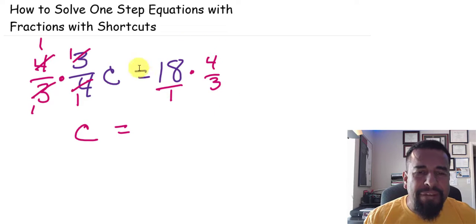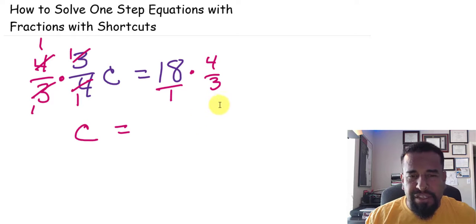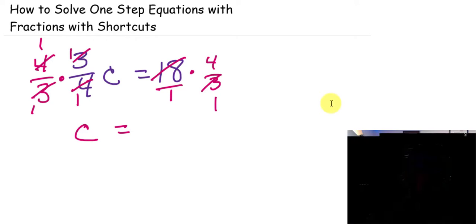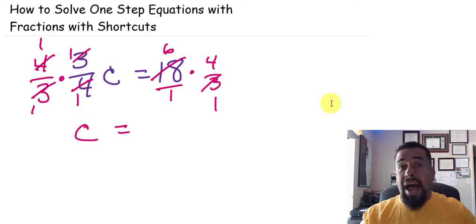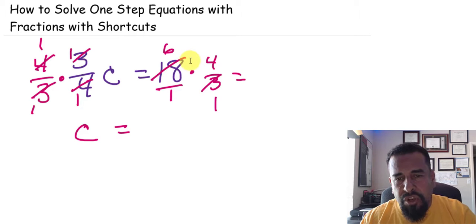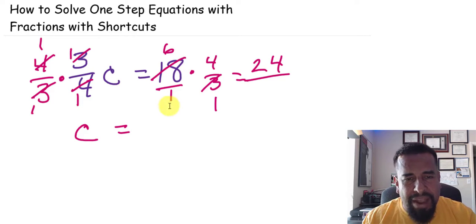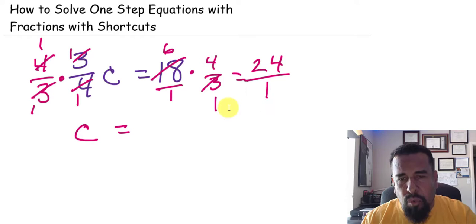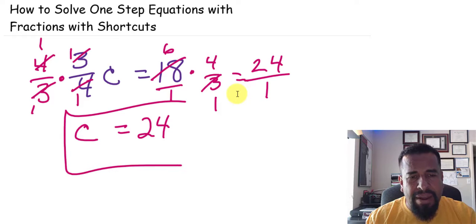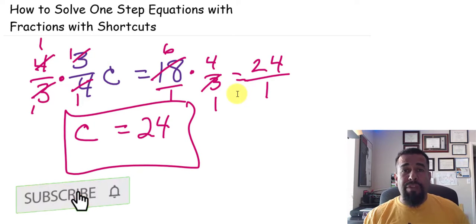What I like to do is simplify in here if I have any common factors. And I notice that 3 is a factor of 18, right? Because 3 times 6 is 18. So I can go ahead and divide those out. This will give me a 1 here. This is like canceling that 3 out, dividing that 3 out, and it leaves a 6 behind. So look at what I have now. It's 6 times 4, which equals 24. On the bottom, I have 1 times 1, which equals 1. 24 over 1, which simply equals 24. And that, my friends, is how you solve one-step equations with fractions.